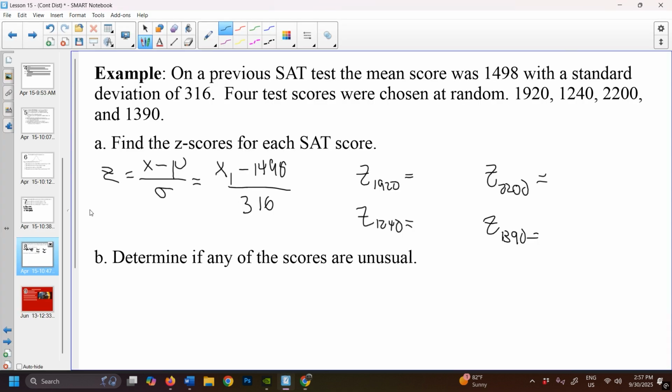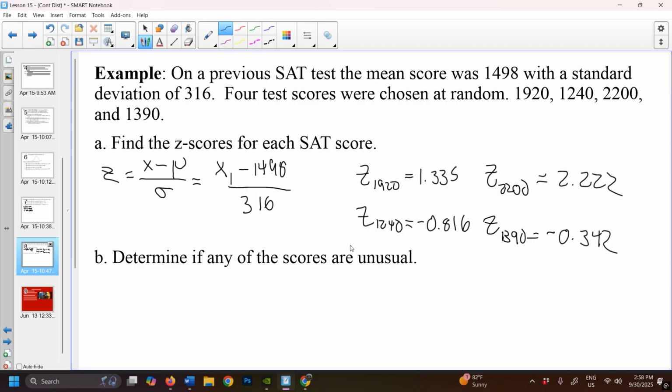So let's finish this problem and put those z-scores in. If you remember, for 1920 it was 1.335. For 1240, it was negative 0.816. For 2200, it was 2.222, and for 1390, it was negative 0.342. So part B says determine if any of those scores are unusual.